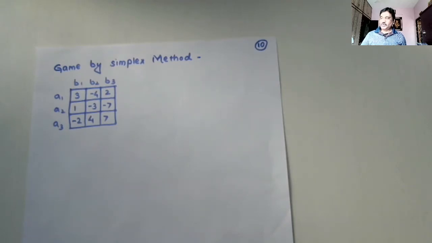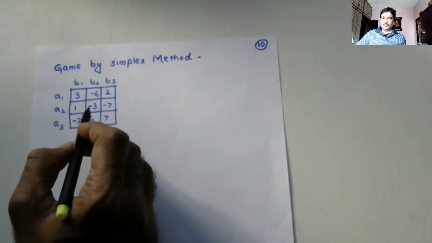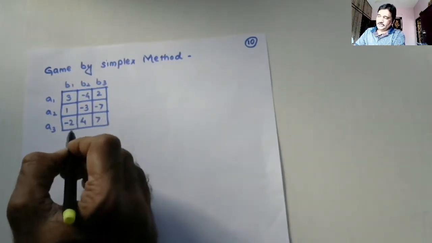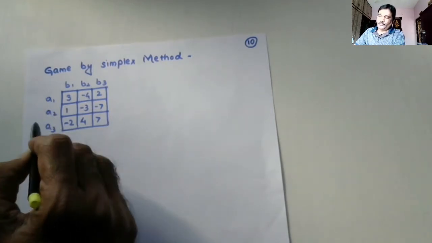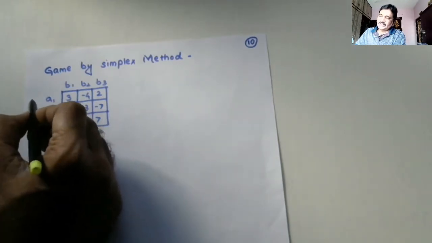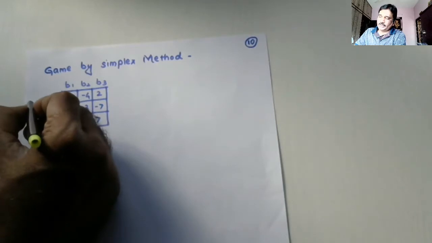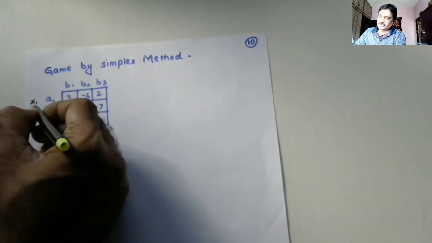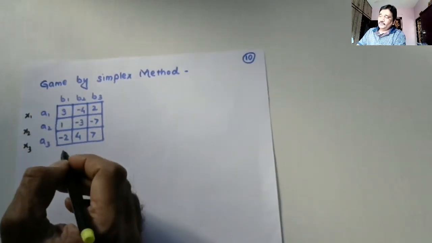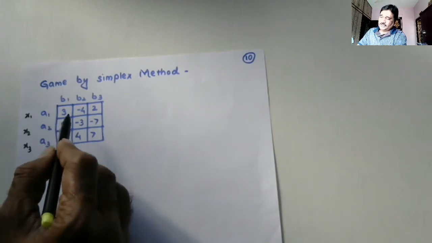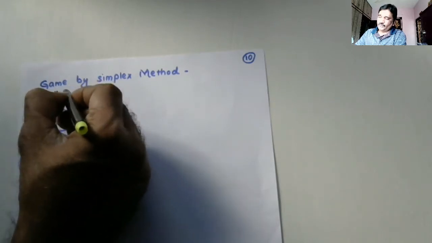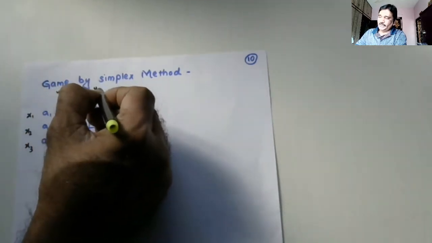All right. So we will first have to formulate this as the LPP. What is it that we have to find in this game? We have to find the proportion of courses of action A1, A2, A3 for player A, and let that proportion be x1, x2, and x3. We also have to find the proportion of courses of action B1, B2, B3 for player B, and let these proportions be y1, y2, and y3.